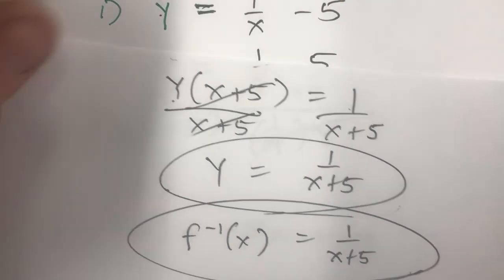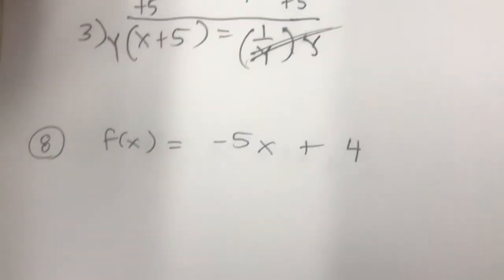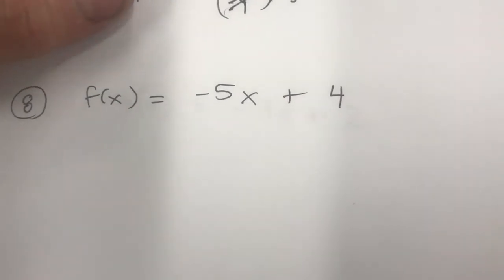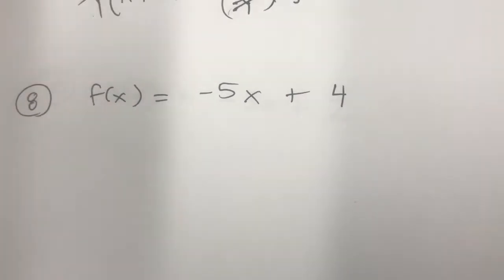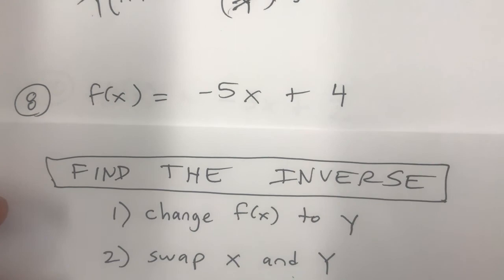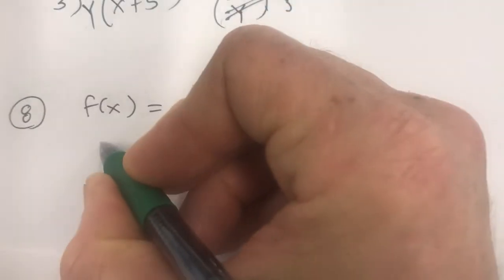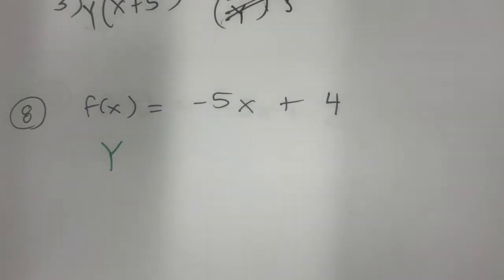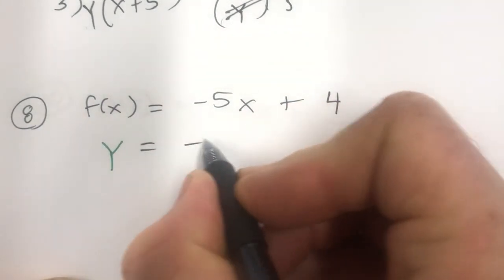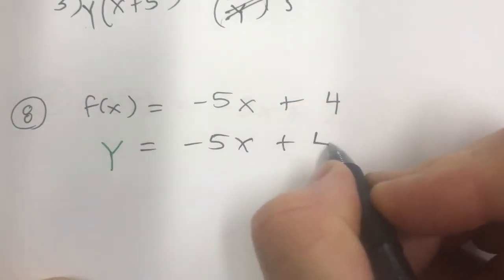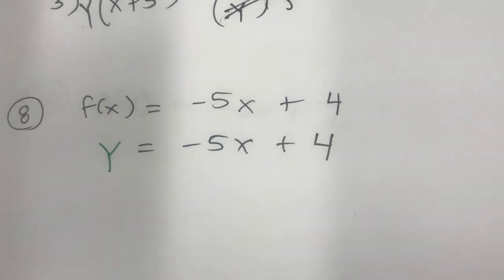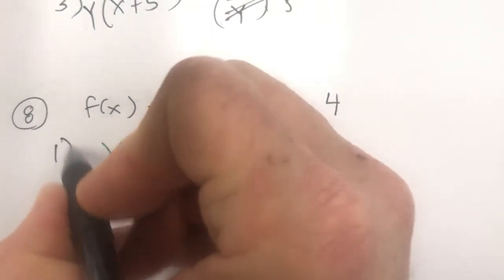All right, we're at number 8 right here. Find the inverse of this one. Now this one's actually a little bit easier. That first one was the hardest. They should have had the easier ones first. Find the inverse. First thing I do is change f of x to y. So right here, this is a y. So that's step 1.